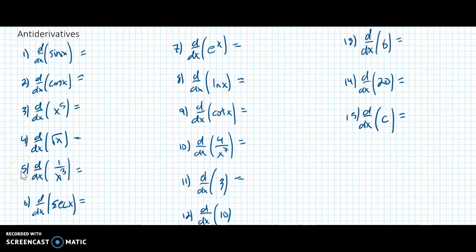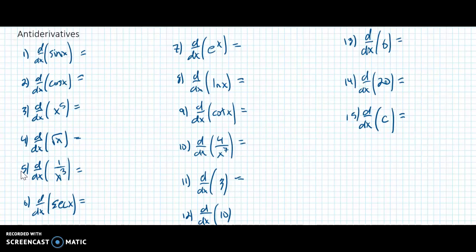Here we go. Starting chapter 4, antiderivatives. First, if we're going to do antiderivatives, maybe it makes sense to practice some derivatives first. So I have 15, and they should be super fast for you. You can probably, for many of them, just write the answer. But I want you to do these 15 derivatives first.